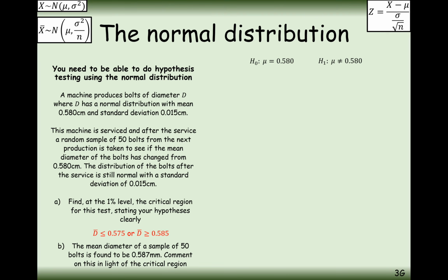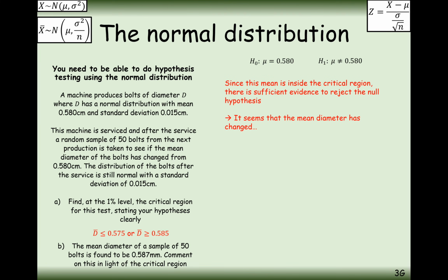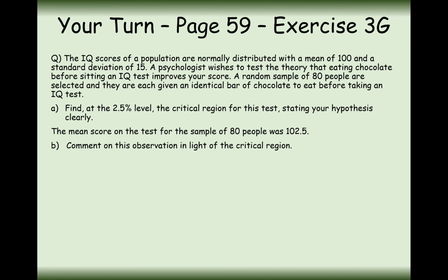Part B is that the mean diameter of a sample of 50 bolts was found to be 0.587. Comment on this in light of the critical region. Well, since this mean is inside the critical region, there is sufficient evidence to reject the null hypothesis. That would mean that effectively after the servicing of the machine, the diameter of the bolts has now changed.